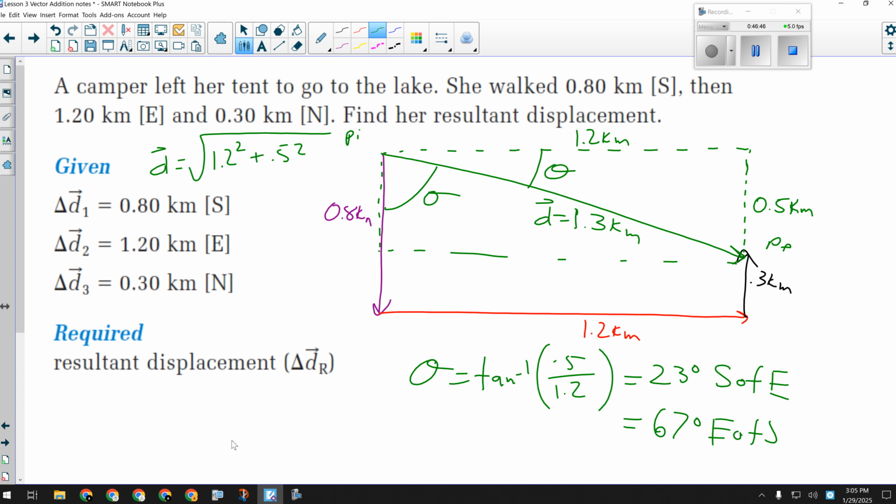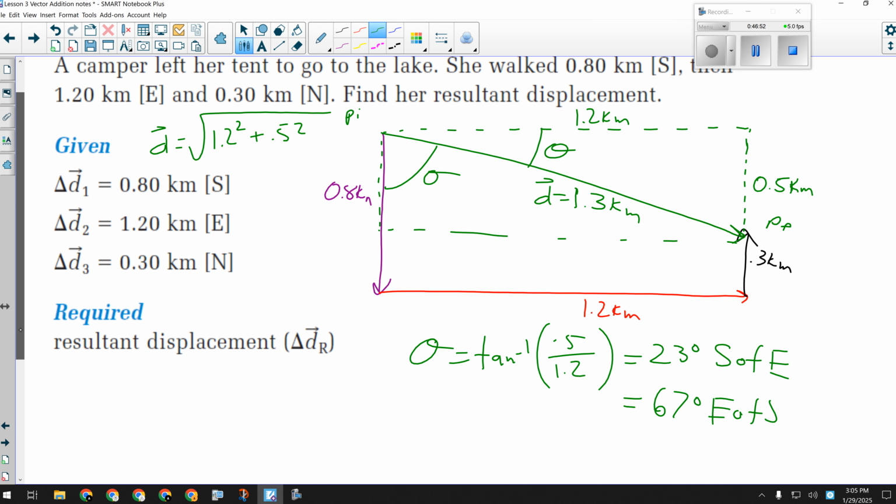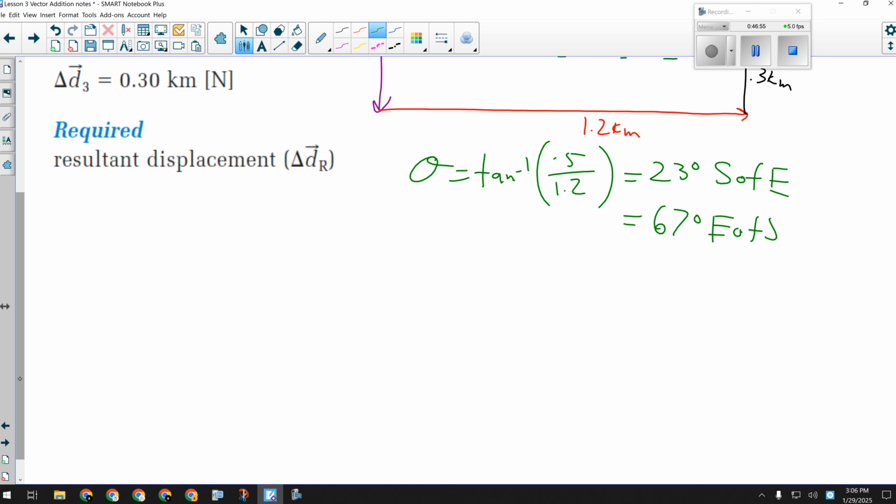All right, questions on how that works? So here's where we're headed. In the next couple of days, we'll start working on ones that look like this.